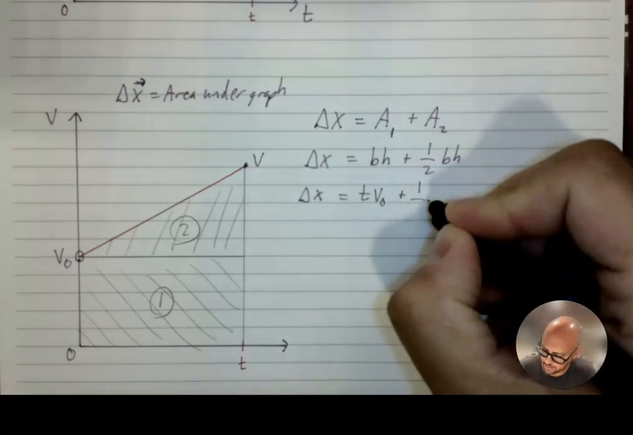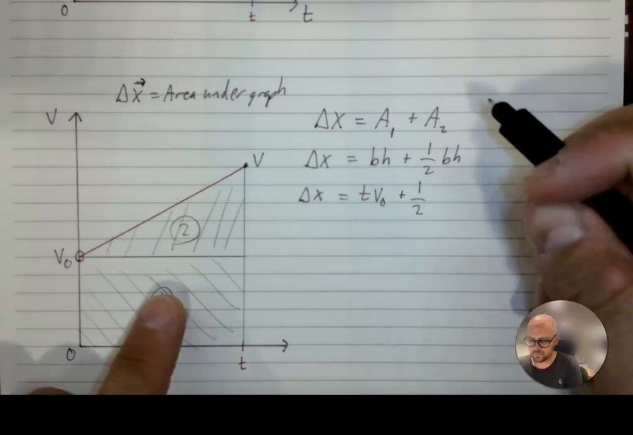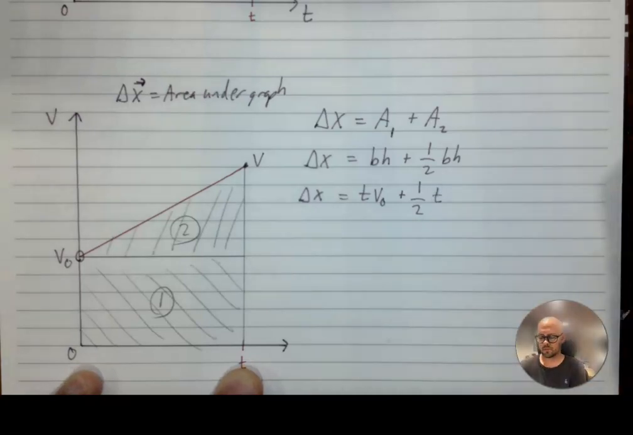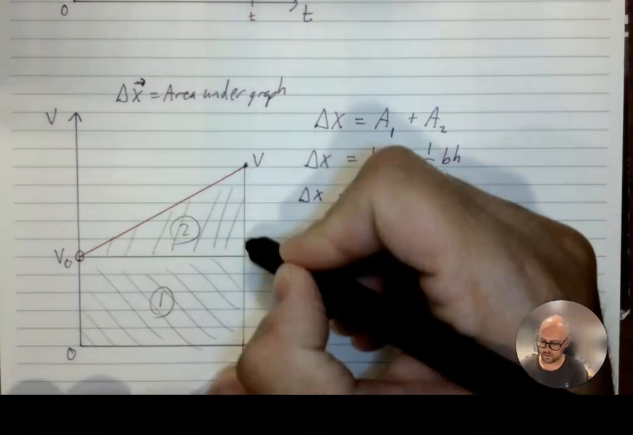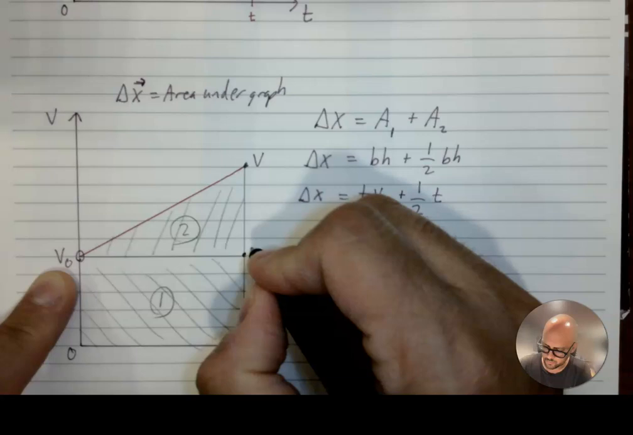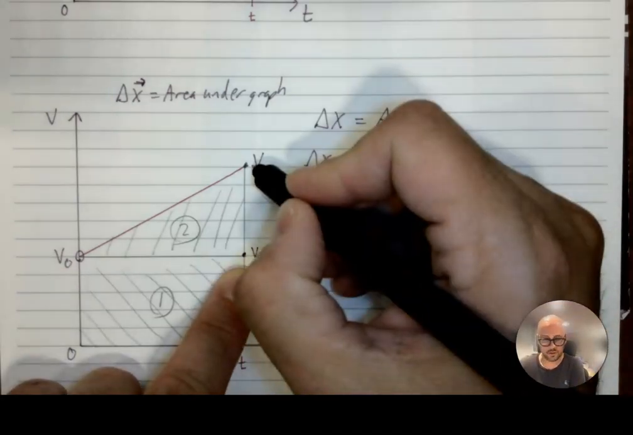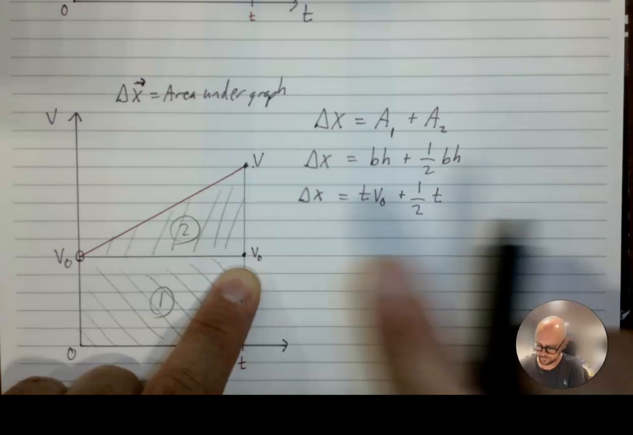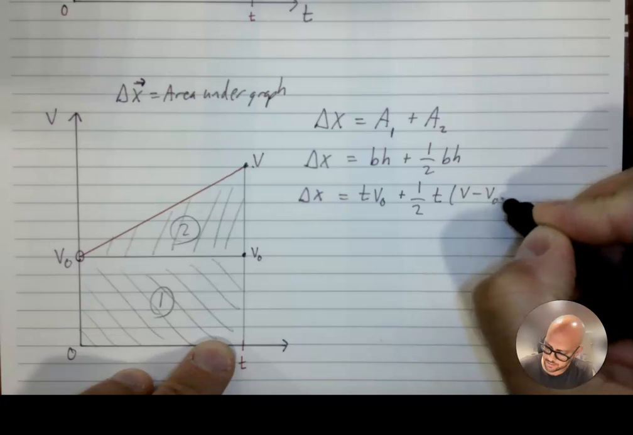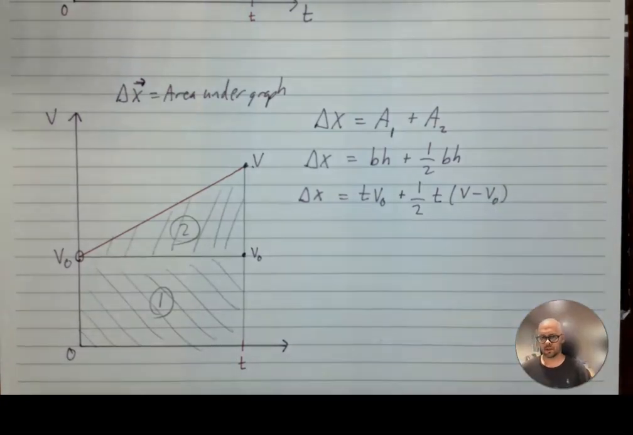1/2 base times height. Now this is the triangle. This gets a little trickier. The base is also time t, but the height is not the whole height of this. It's the height from here to here. Well, this line was at initial velocity, and the function is now at final velocity. So the height of the triangle is actually the final minus the initial velocity. Cool. That might jump out at you as change in velocity, but I'm going to leave it like that for a second so I can show you something else.